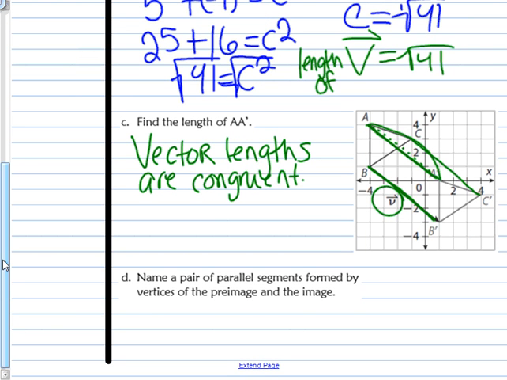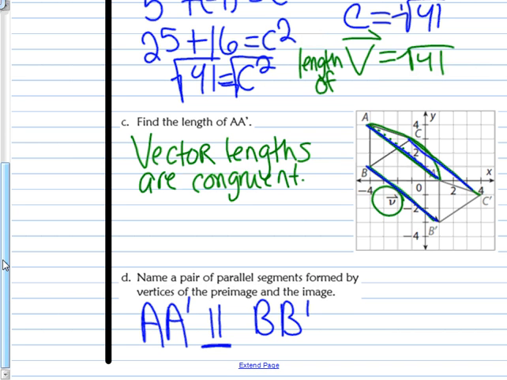Last thing, name a pair of parallel segments formed by vertices of the pre-image and the image. Well, if you think back, I mentioned this at the very beginning of the lesson, that all of these lines are parallel. So we would say that A A prime, this line right here from A to A prime, is parallel to B B prime. And there's another set. We could also say that A A prime is, and this is the symbol for parallel right here, these two lines that are straight up and down, A A prime is also parallel to C C prime, or B B prime is parallel to C C prime.